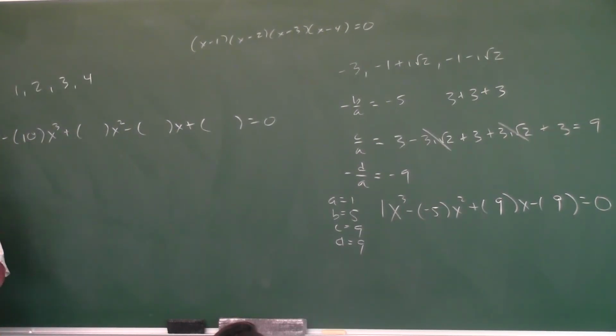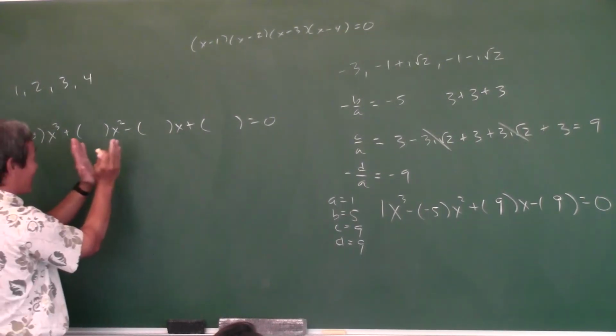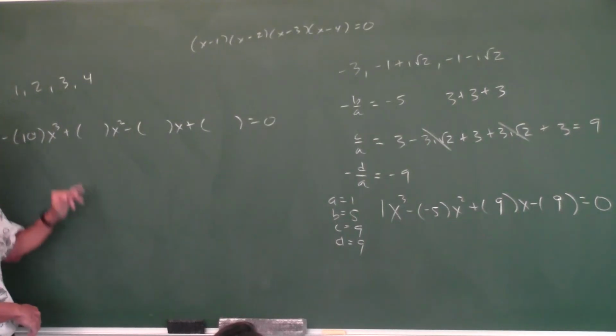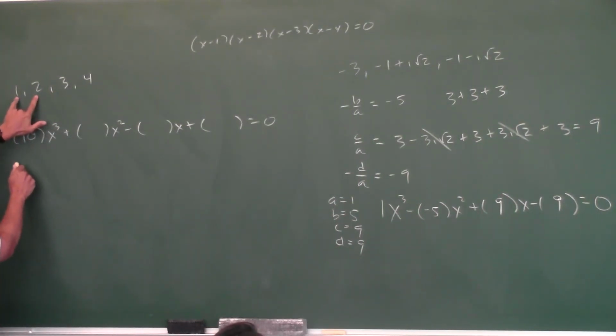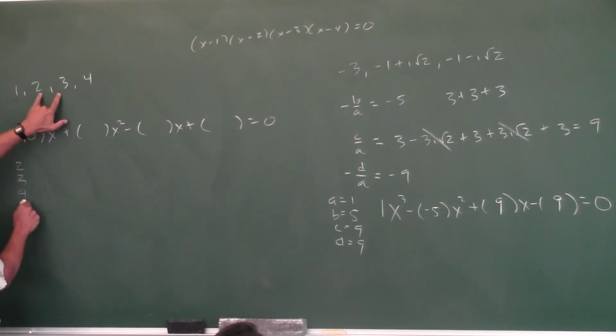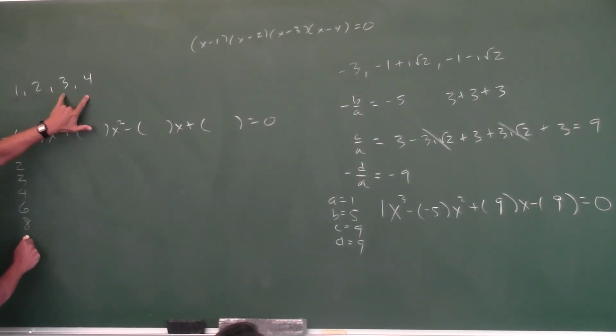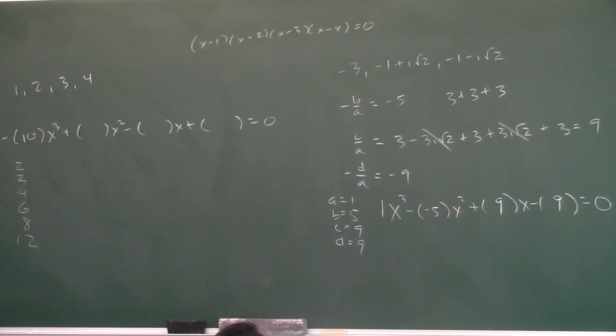Okay, now multiply them 2 at a time. See, the pattern is, 1 at a time, 2 at a time, 3 at a time, 4 at a time. That's how it works. Go. 1 times 2. 1 times 3. 1 times 4. 2 times 3. 2 times 4. 3 times 4. Add them up. Here, let me help you. 2 plus 3 is 5. 5 plus 4 is 9.